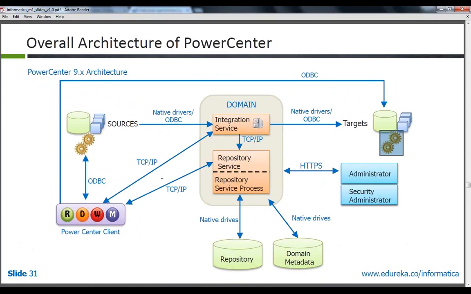Obviously, it is storing whatever information we are working with, and they are interacting with each other. Some information is coming from the domain and some information is going back to the domain. Similarly, the repository service helps in retrieving information from the repository, from the metadata, and sending that information back to the client tools. So using client tools, we are actually interacting with the domain or the repository services and the repository, and processing that information.